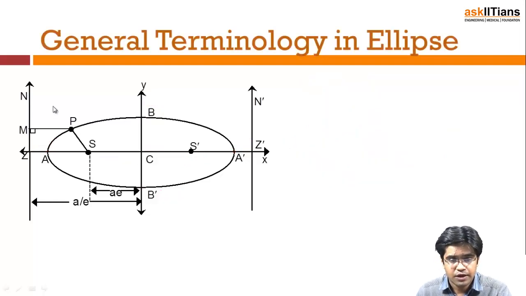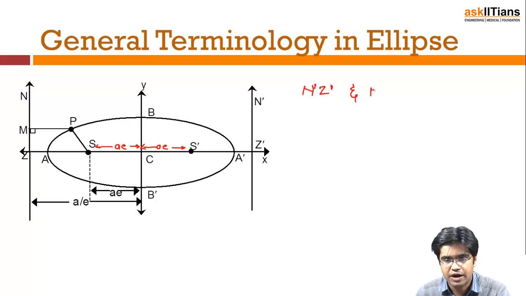Let's move. That means the distance of C from S dash is a both ways. It's just the direction that differs. Now, these two lines are called directrix. So, N dash Z dash and NZ, these both are directrix.